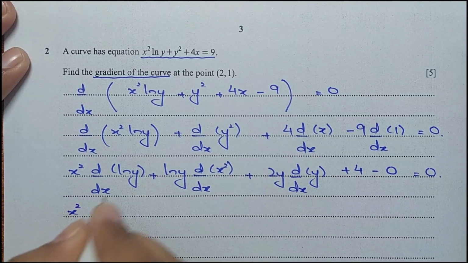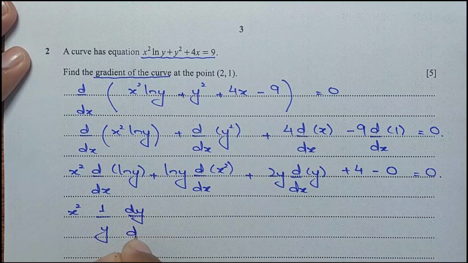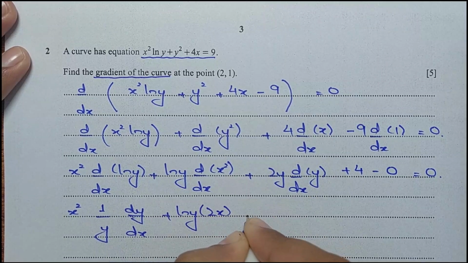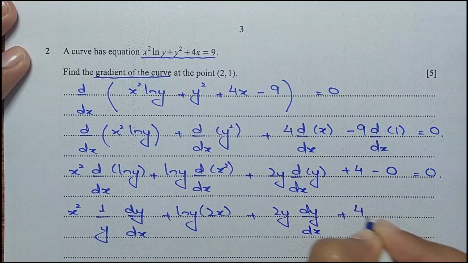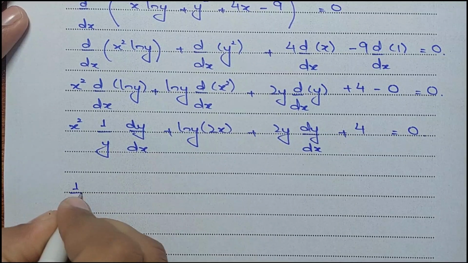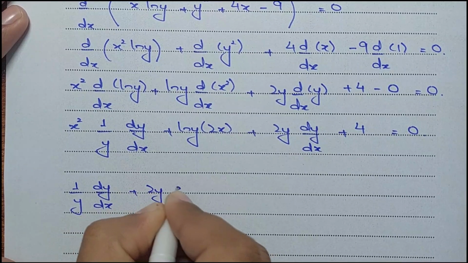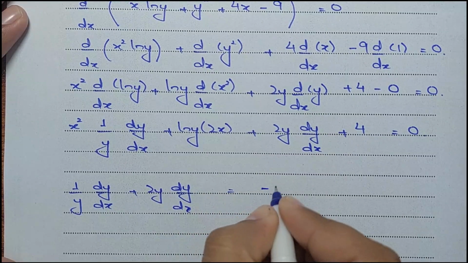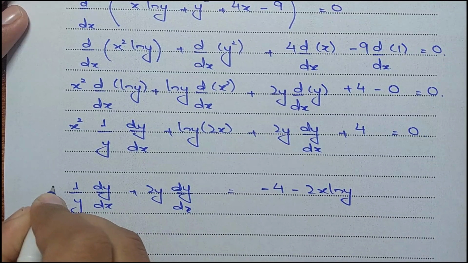Okay, this is x square, derivative of natural log of y is 1 over y and dy over dx, plus natural log of y as it is, x square derivative is 2x, plus 2y dy over dx plus 4 equals 0. Okay, now let me combine the dy by dx terms. 1 over y dy over dx and plus 2y dy over dx. These two are the dy by dx terms, right? And the rest of the constant terms move to the other side. Negative 4, negative 2x, natural log of y.